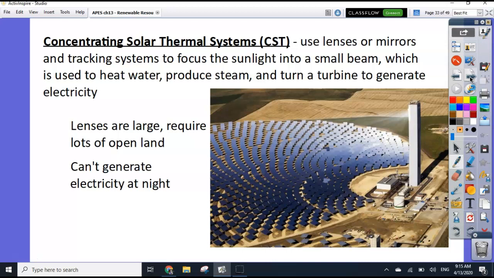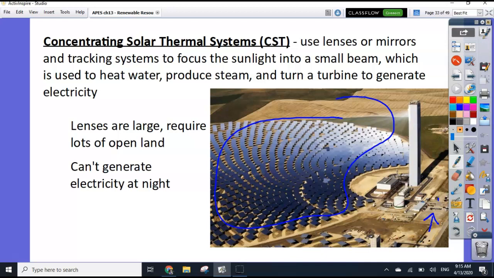So concentrating solar thermal systems, or CST. It uses lenses or mirrors. So take a look here. Here's all of our mirrors. This is a huge area. Look, these are all little cars down here. So this is huge. So you want to do this in an area where there's a lot of open space.